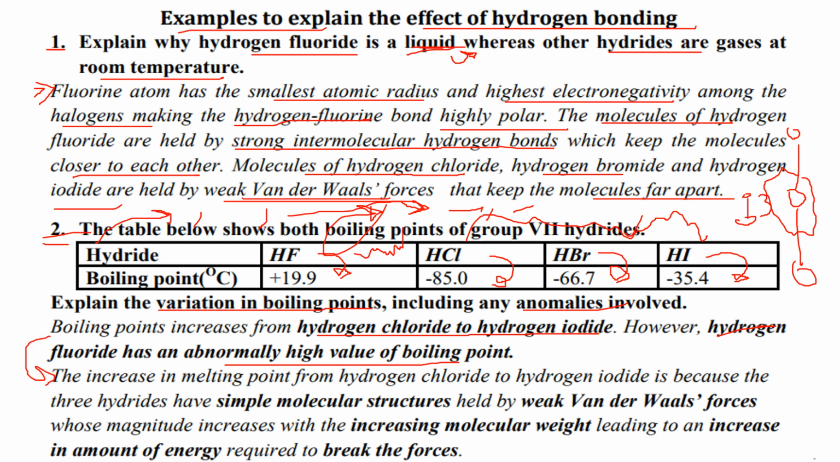The increase in boiling point from hydrogen chloride to hydrogen iodide is because the hydrides have simple molecular structures. So we have listed the structure. Then we follow it with the forces holding such a structure, which are weak van der Waals forces of attraction. Then we talk about what affects the strength of such forces.